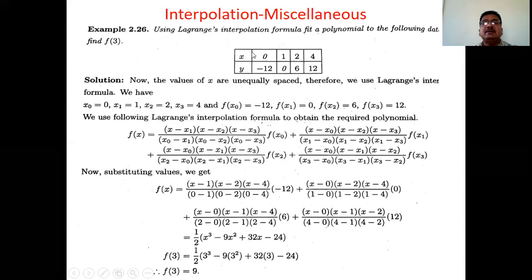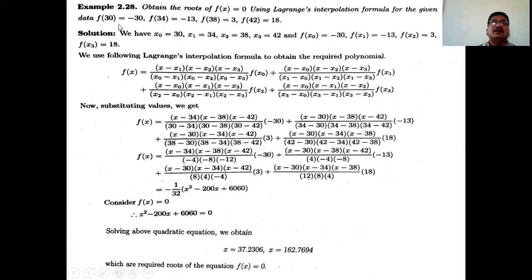In the previous example, the data was given in table form, x and y. The first row is x, the second row is y. So if we write these values in the form of a table, what is the first row? What are the values of x? 30, 34, 38, 42. And what are the values of y or f(x)? Minus 30, minus 13, 3 and 18. That is the second row in the table. So the values of x and the values of y or f(x) are given.